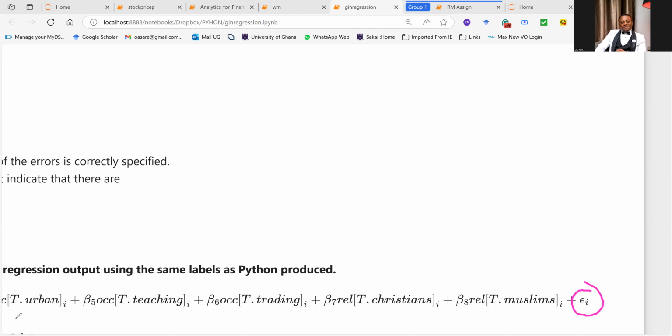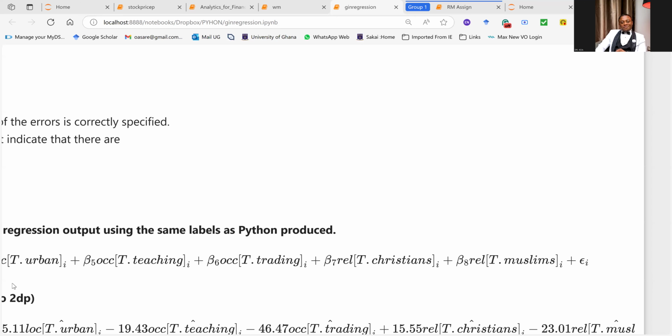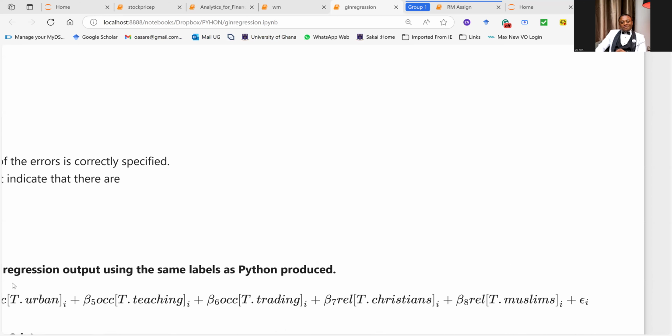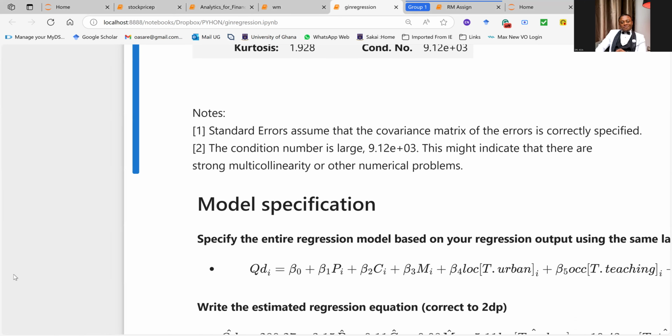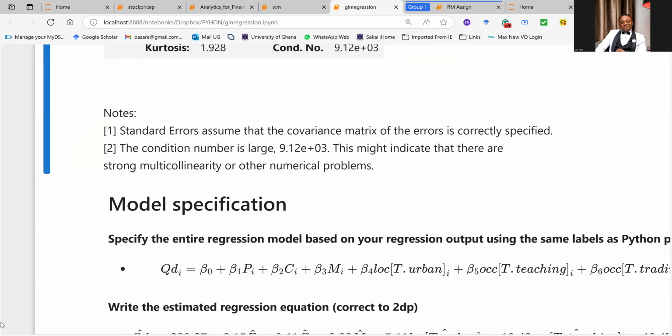Okay. The next question is this. Look at the next question. It says write the estimated regression equation correct to 2 decimal places. So first was a specified model. Now you are writing the estimated equation. What is that? The estimated equation simply means go back to this original one here and change every beta parameter to a number.